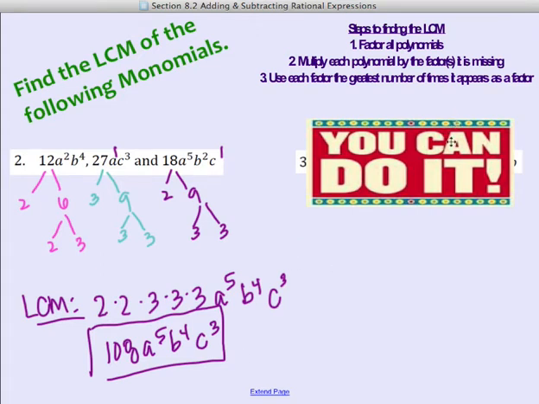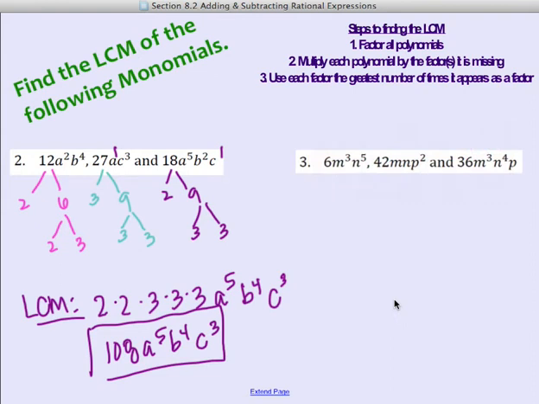Okay. Example 3, I would recommend pausing the video and giving this one a try on your own. Otherwise, I'm going to go ahead and do example 3. So we're going to break it down just like we did before. This one breaks down into 2 times 3, 42 is 2 times 21, and that breaks down into 3 times 7. 36 is 3 times 12, then 2 times 6, and then this is 2 times 3. So there, that is all broken down.